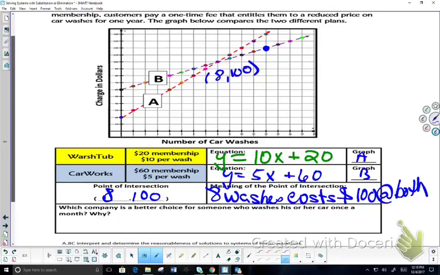At what point, who would be the better price at 4 car washes? Wash Tub. What about at 6? Wash Tub. What about at 9? Wash Tub. No, wait. Oh, wait. Car Works. Right after they cross that intersection is when Car Works becomes the better price, isn't it? Yes. Okay.